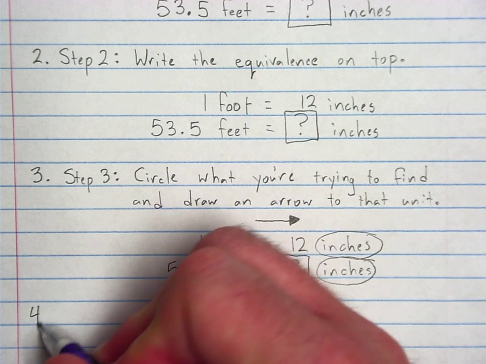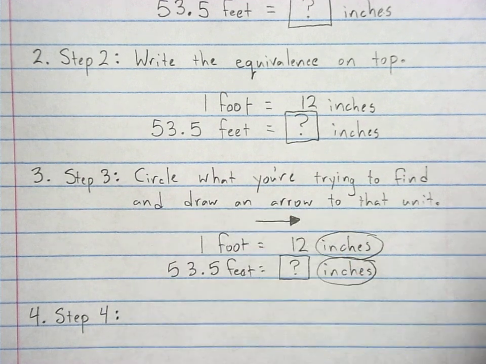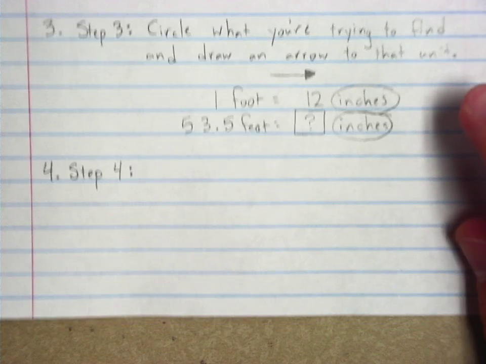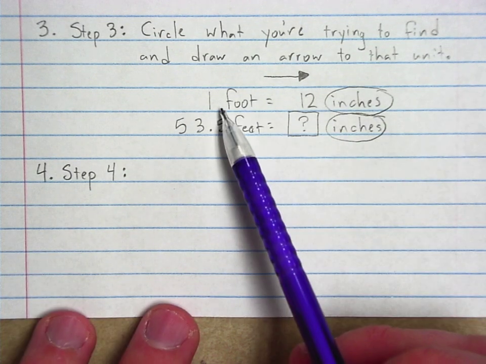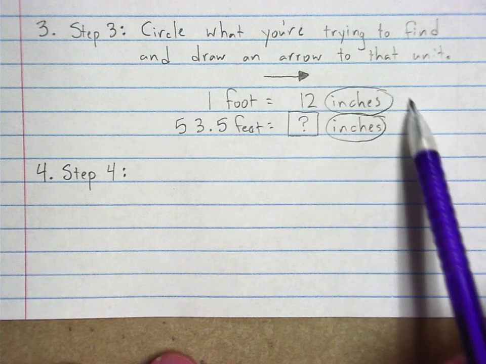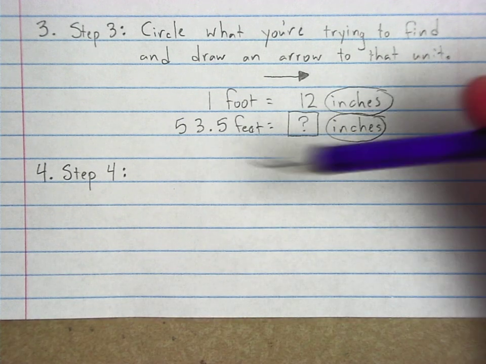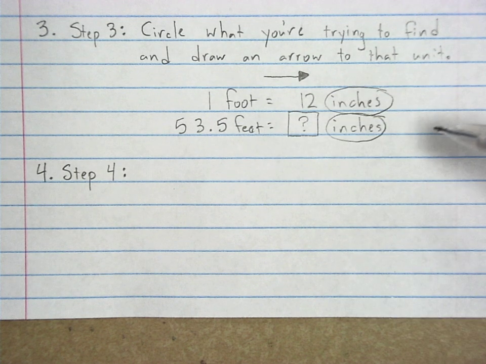Now, down here for step 4, slide this up a little bit. Okay, get near the end of the page. We're almost done. I'm going from foot to inches in this case. The arrow shows me that's the way I'm going. I circled what I'm looking for. Putting this out hopefully makes it pretty clear which way I'm going.